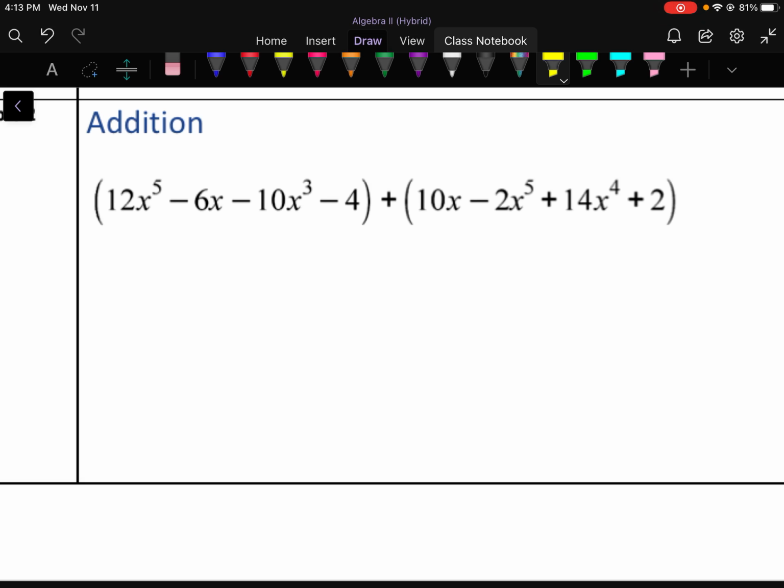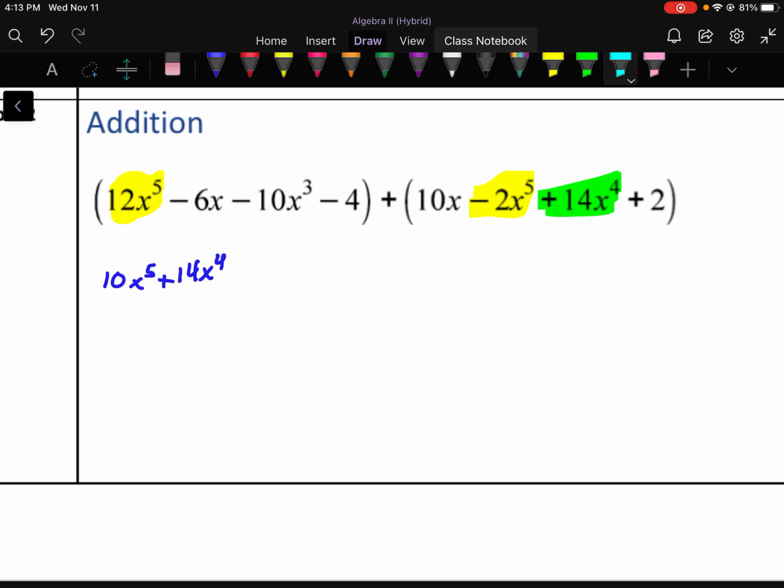Starting with, like I said, I like to look for the highest exponent term. So I see x to the 5th is my highest here and here. So let's go ahead and add those together. 12x to the 5th plus negative 2x to the 5th would be 10x to the 5th. And then, like I said, keep working your way down. I don't see any x to the 4th over here, but I do see one here, so we're taking nothing over here plus 14x to the 4th, okay.